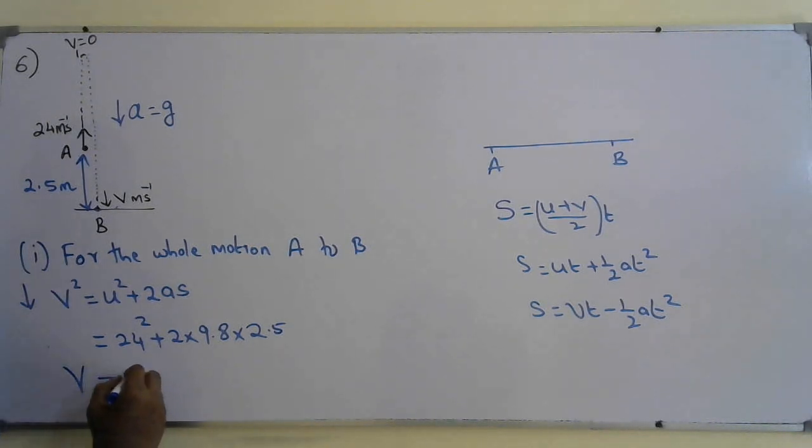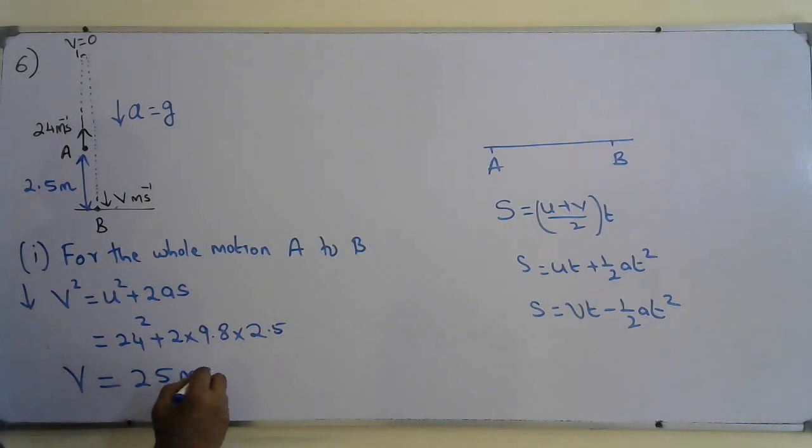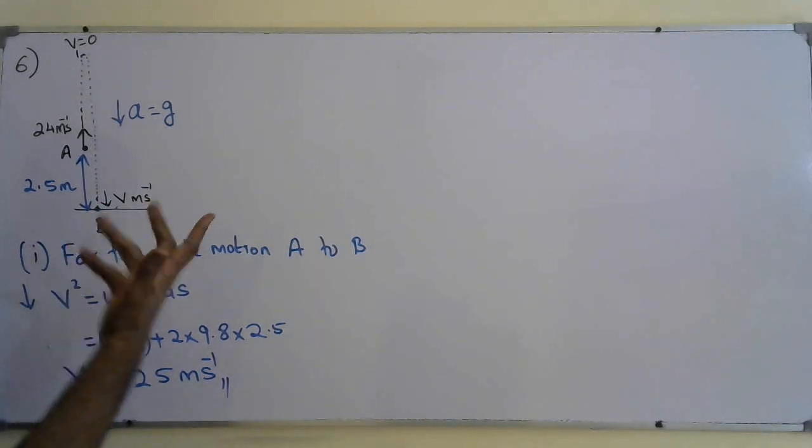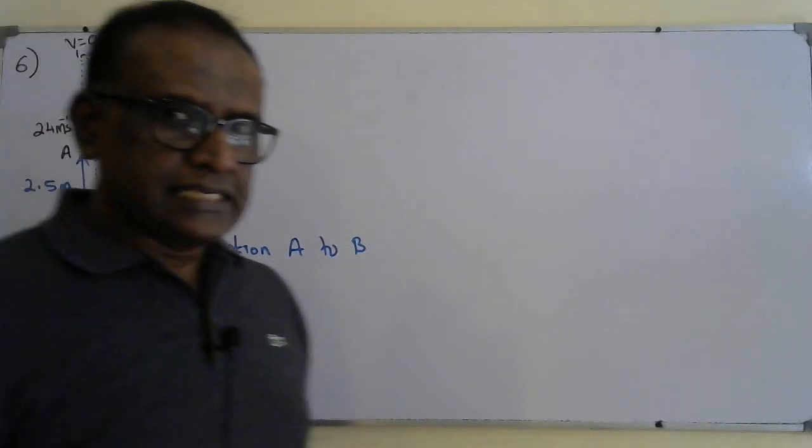You'll get 25 meters per second. Since I am using this equation with downwards positive, I put minus 24. Anyway, the square makes the minus become plus. It's not an issue, right?